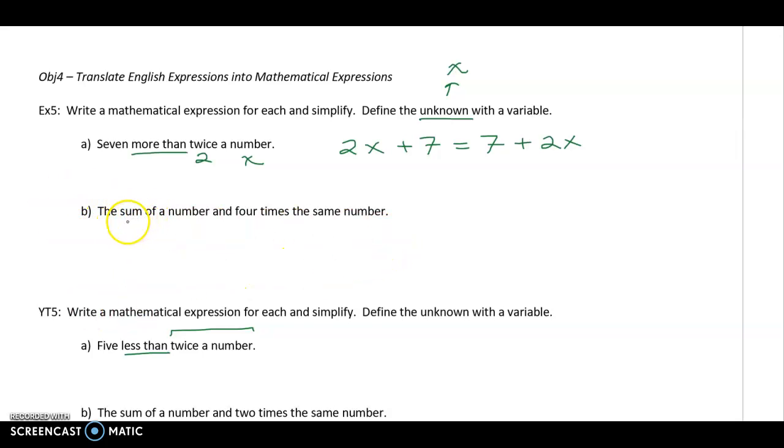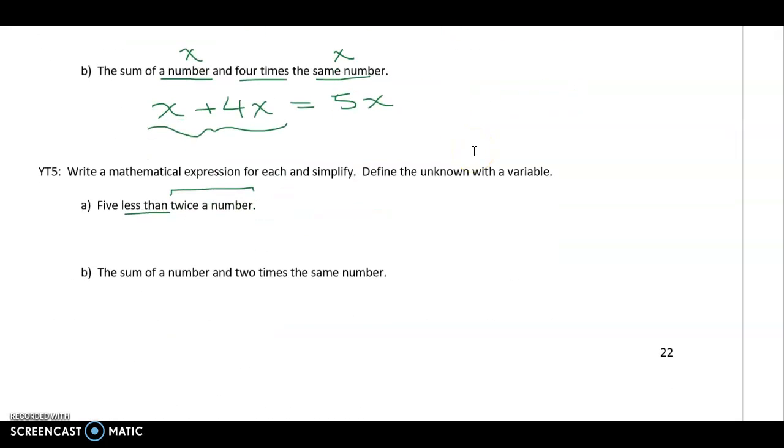On part B, the sum of a number, which is going to be x, and 4 times the same number, so same variable x. So the sum, we add a number, x, plus 4 times that number, 4x. If we wanted to simplify that, we could write 5x. But the point of this exercise is to translate, so this is what they're looking for on the homework. If you'd like to at this point, you can pause the video and try this last practice, and then play it back to see how you did.